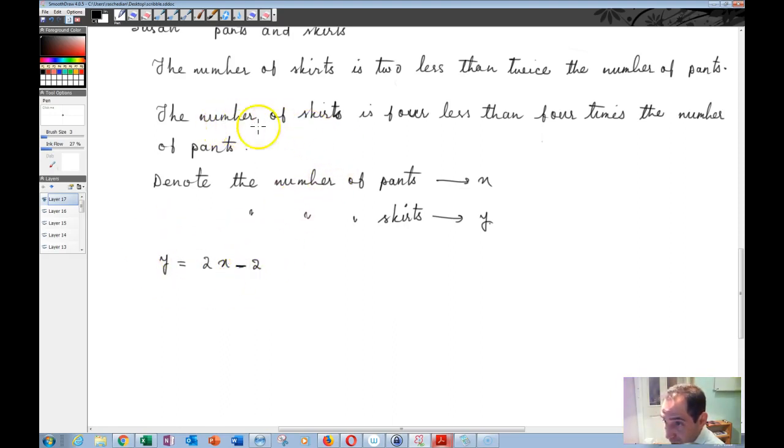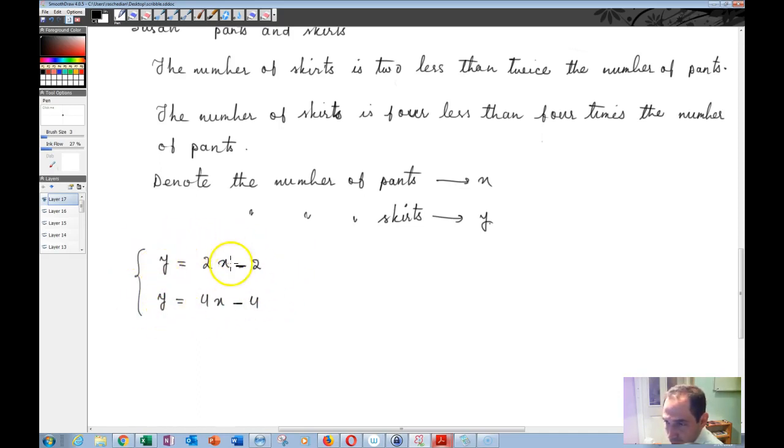And also I know that the number of skirts, which is again y, is equal to 4 less than 4 times the number of pants. 4 times the number of pants would be 4x, and 4 less than that is 4x minus 4. So y is equal to 4x minus 4.